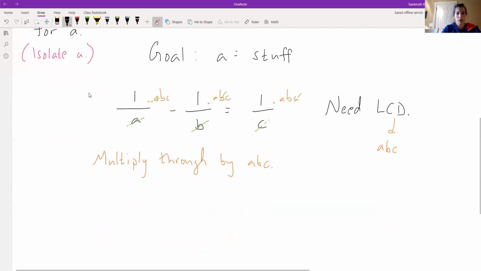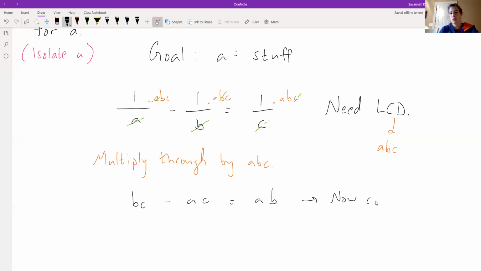And so what we're left with is BC minus AC equals AB. So no more fractions, always a good sign when we start out dealing with rational equations. It's great when we get to that point where there's no fractions. The next step that we need to complete is to collect all the terms that contain A on one side of the equation.